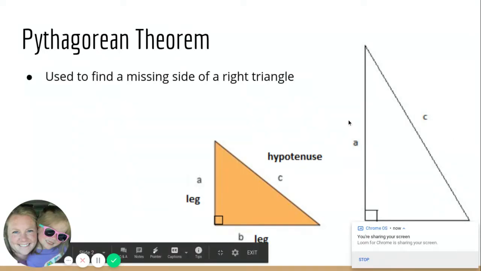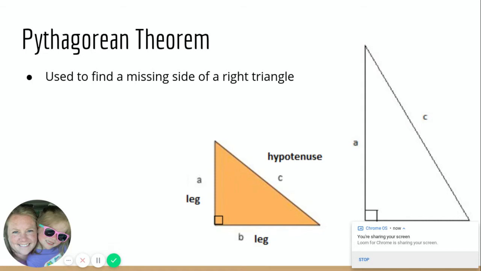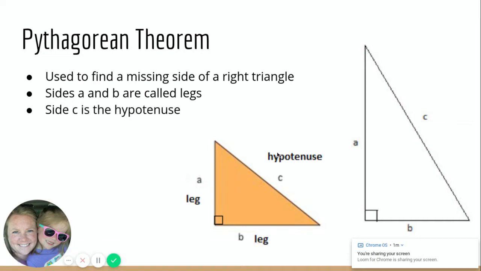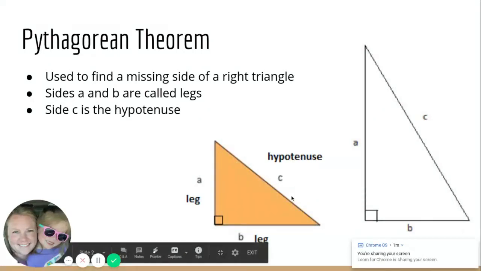You use the Pythagorean theorem to find the missing side of a right triangle. Sides A and B are called the legs, and side C is called the hypotenuse. The hypotenuse is the longest side. It's also going to be the side that's straight across from the right angle, so the side that is not touching the right angle.